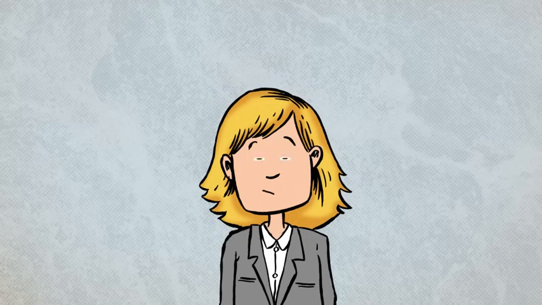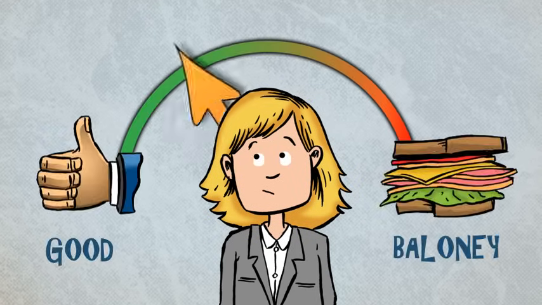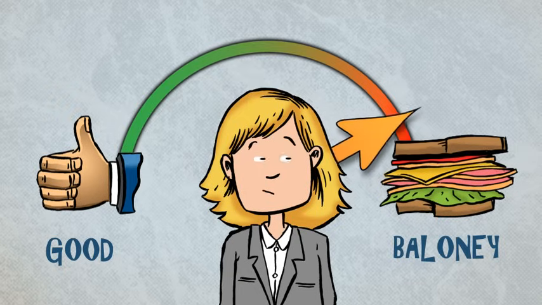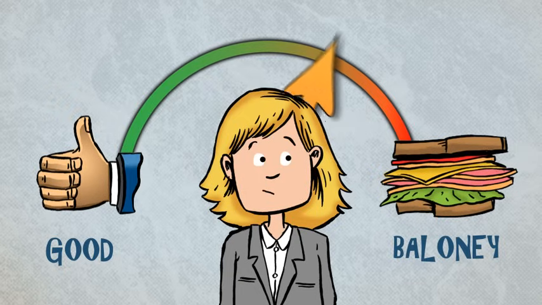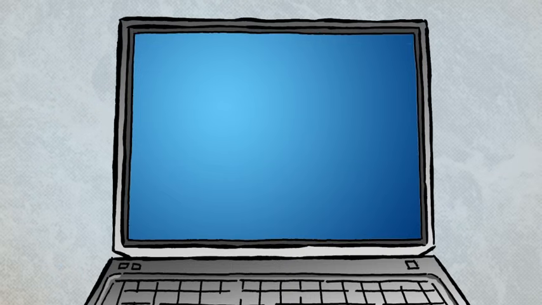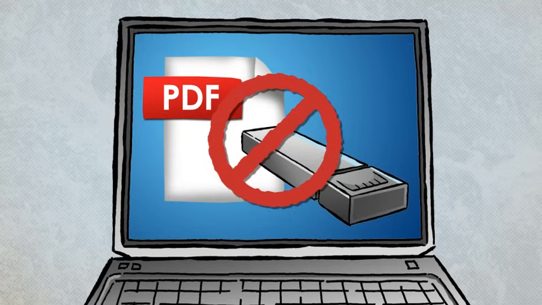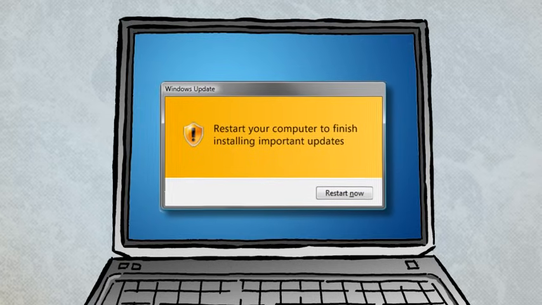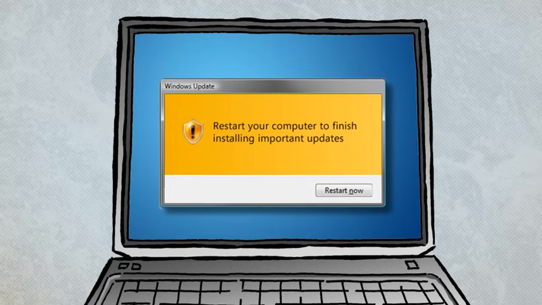First off, you've got to turn on your baloney detector and delete those weird emails that come your way. If they look fishy or too good to be true, they probably are. While you're at it, don't download unknown attachments or use a USB drive you don't trust. And finally, don't ignore those alerts to update your software. They usually contain security patches that protect you from the latest threats.